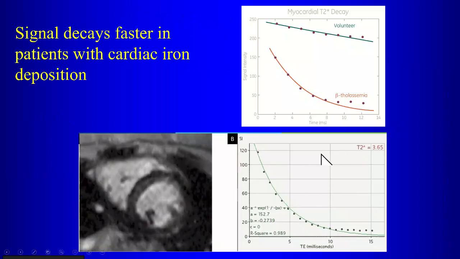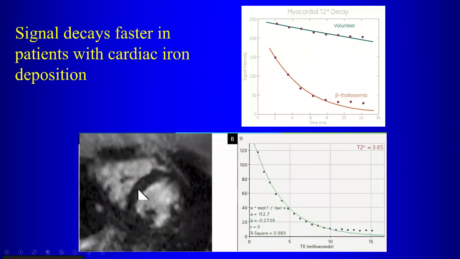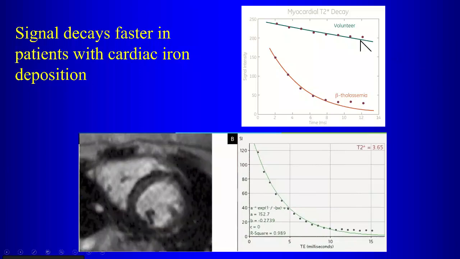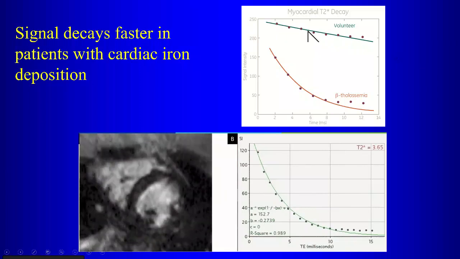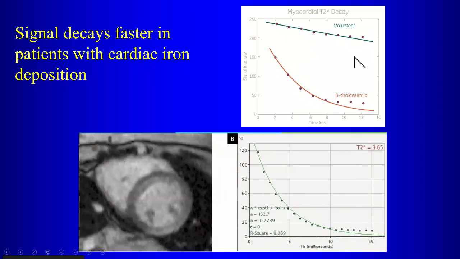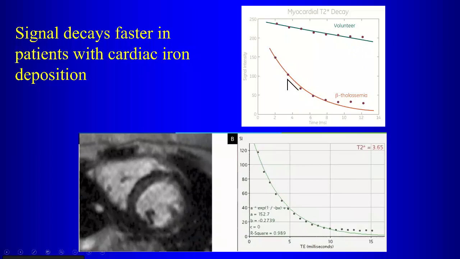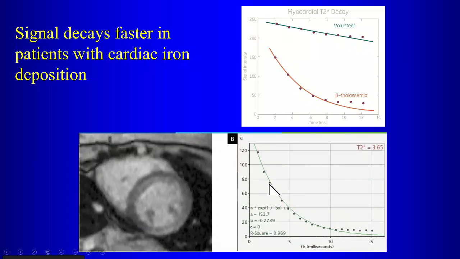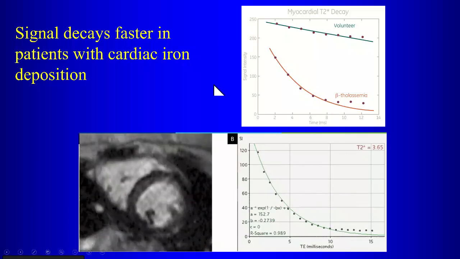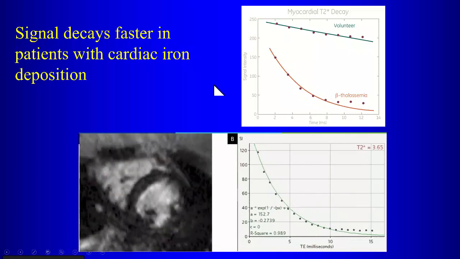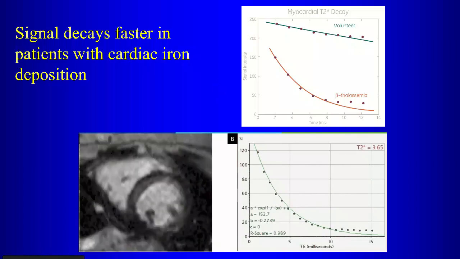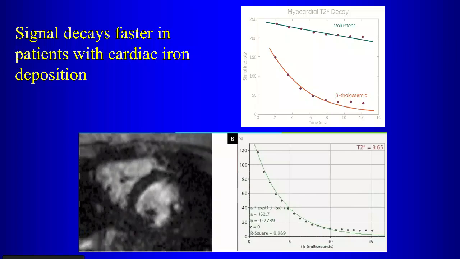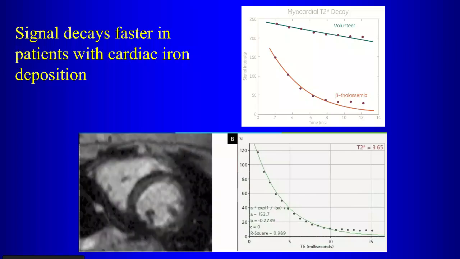So when there is iron deposition, the signal decays more rapidly. So you can see it's getting darker, but it's getting darker faster. So here's the normal patient. You can see how that signal decays. Here is the abnormal patient. You can see that this signal decays much more rapidly. So we can measure the time constant for this curve that gives us what's called a T2 star time constant. The magic number is 20 milliseconds. If it is less than 20 milliseconds, then that fulfills the criteria for significant myocardial iron overload.